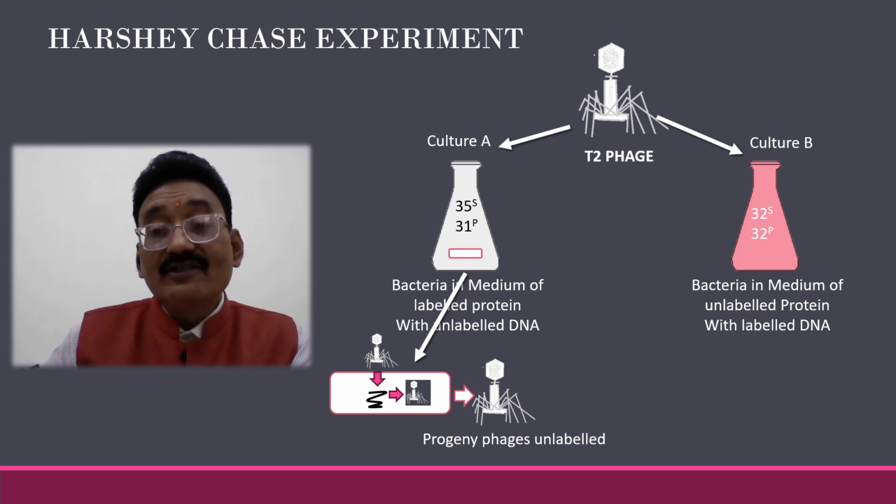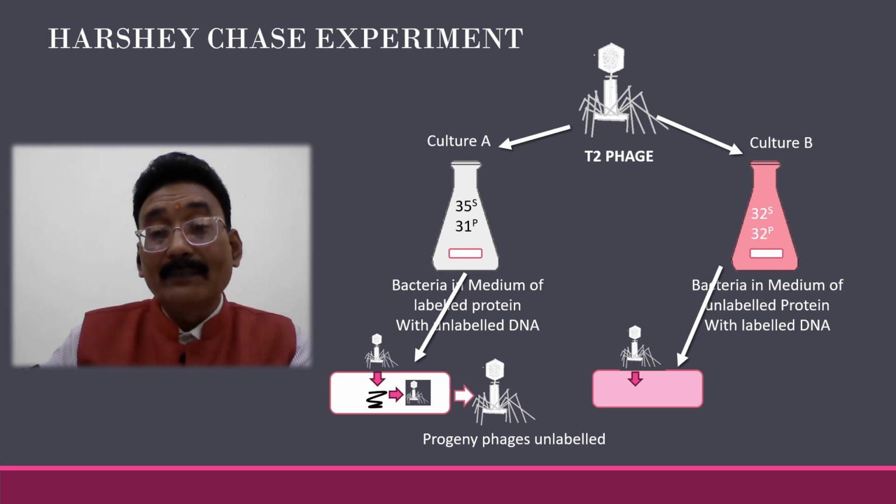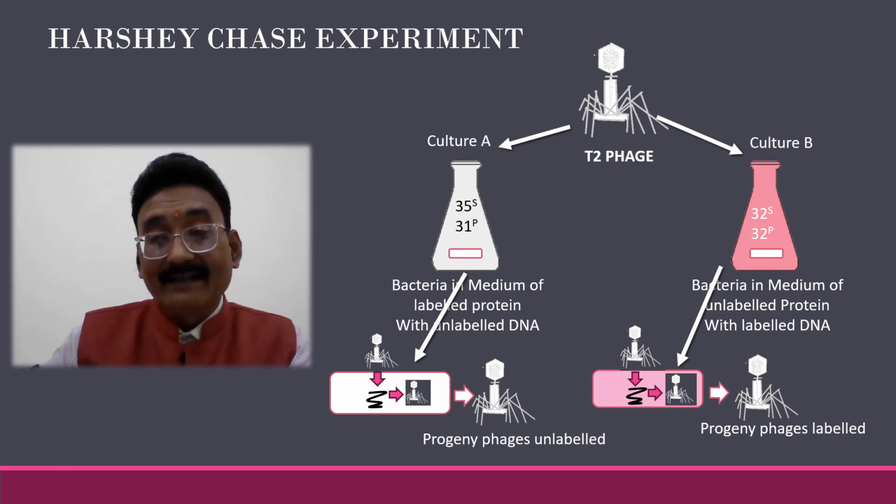Now, in culture B, they used labeled DNA with 32P and normal 32S bacteria in the medium of unlabeled protein with labeled DNA. When these bacteriophages were infected into the bacteria, the DNA entered inside the bacteria and multiplied, and the recovered bacteriophages were labeled with the DNA. This shows that DNA is the genetic material, not the protein.